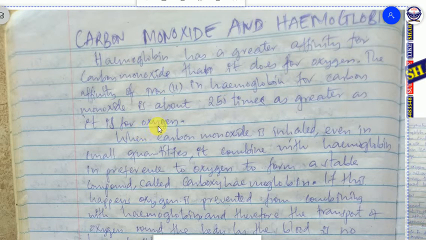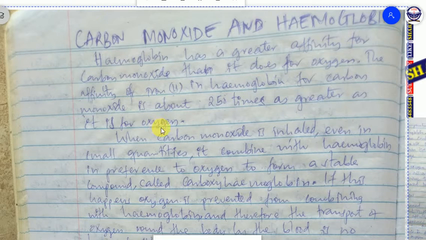But what are the unique characteristics of carbon monoxide? If it binds with hemoglobin, it will not be released. It binds firmly. It is not like oxygen, which can bind with hemoglobin at high concentration and can be released from hemoglobin at low concentration. But with carbon monoxide, the issue is different.